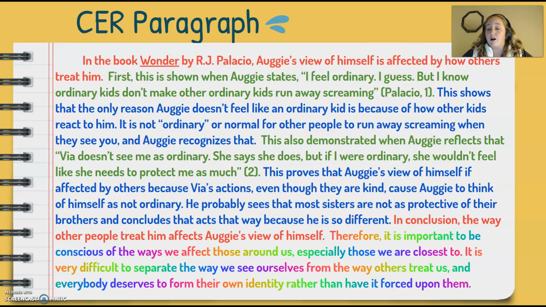First, this is shown when Augie states, "I feel ordinary, I guess, but I know ordinary kids don't make other ordinary kids running away screaming." Palacio, page 1. So I have my first piece of evidence there, and now I'm going to add my reasoning and explain it. This shows that the only reason Augie doesn't feel like an ordinary kid is because of how other kids react to him. It is not ordinary or normal for other people to run away screaming when they see you, and Augie recognizes that. Do you guys see how I over-explained that there?